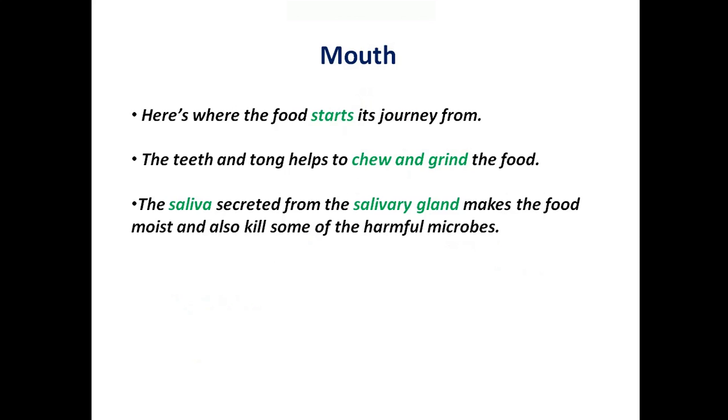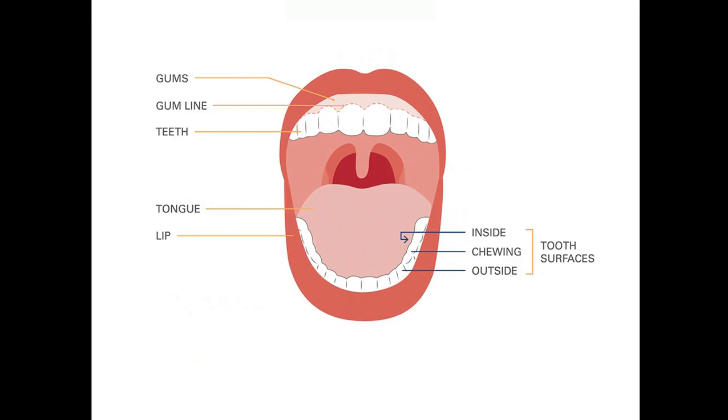Here's where the food starts its journey from. The teeth and tongue help to chew and grind the food. The saliva secreted from the salivary gland makes the food moist, and also kills some of the harmful microbes. Here's a picture of the mouth. Here you can see the teeth and the tongue.